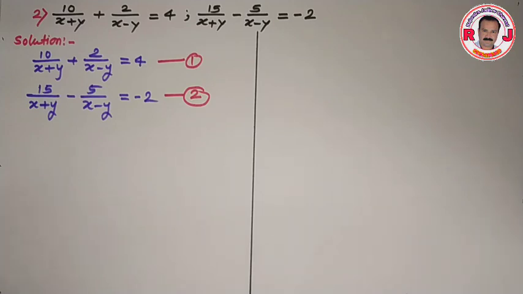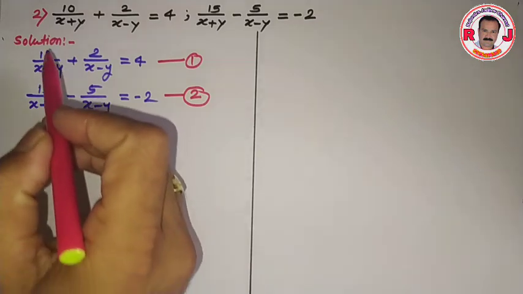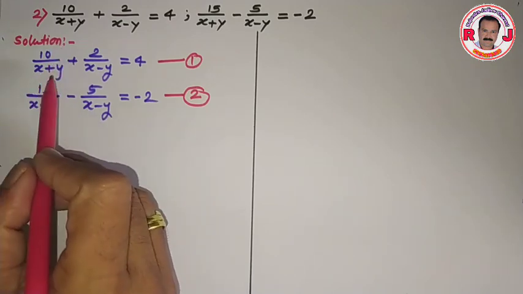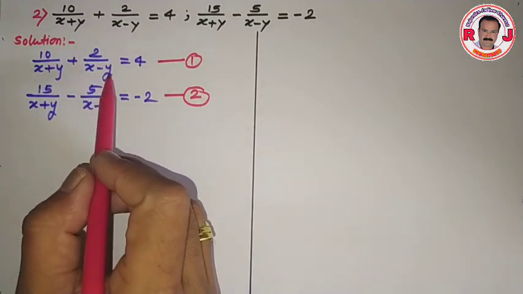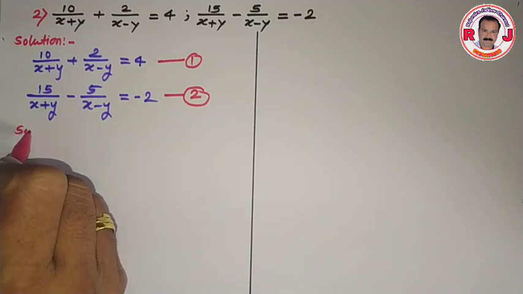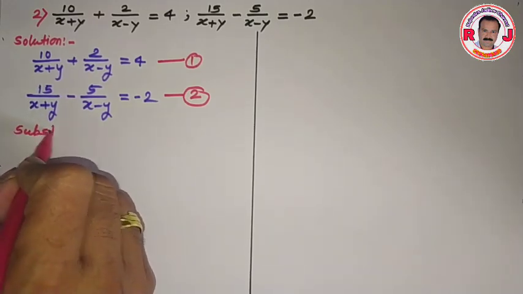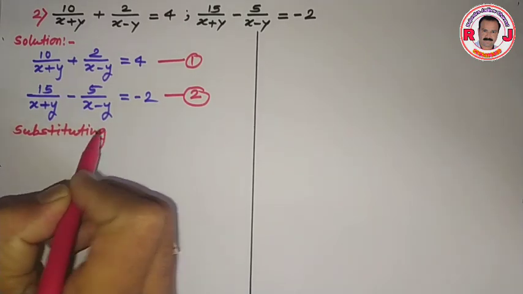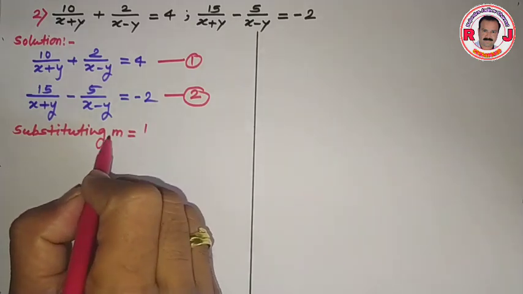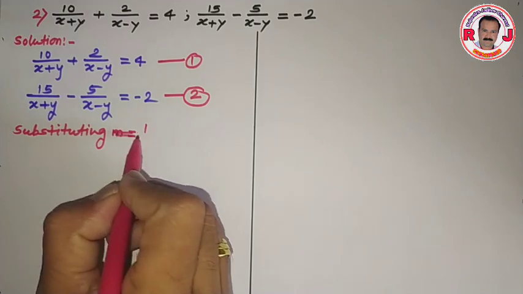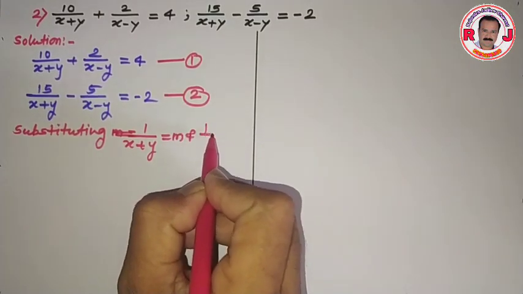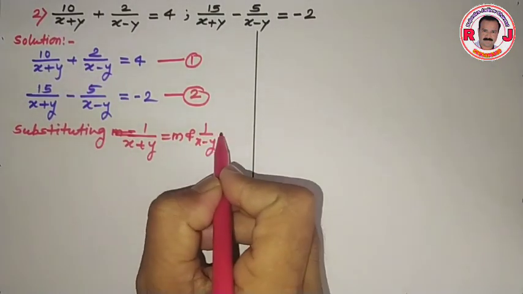Here, substitute 1 upon x plus y is equal to m and 1 upon x minus y is equal to n, substituting the values m and n.